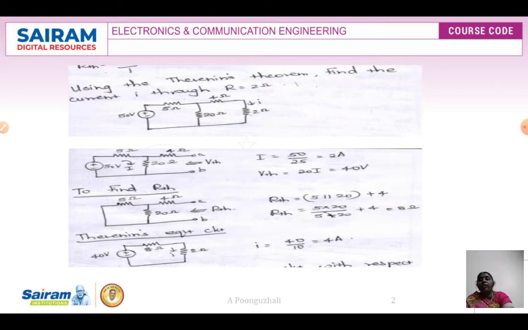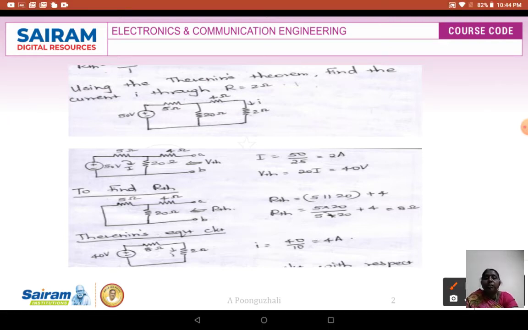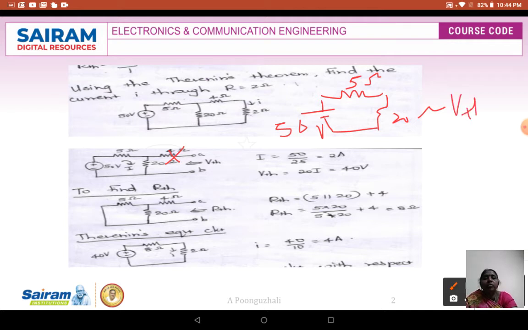Since this loop is not closed, there is going to be no current flowing through the circuit, and the circuit is going to be like this. So now this 4 ohms is removed, and you are going to have the circuit with this 5 ohms, this 20 ohms, and this 50 volts. Now the voltage across this 20 ohms is going to be VTH.